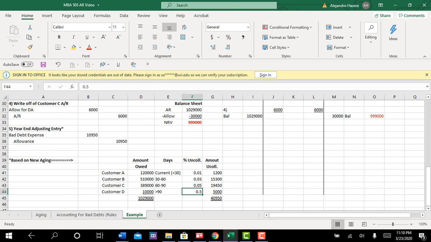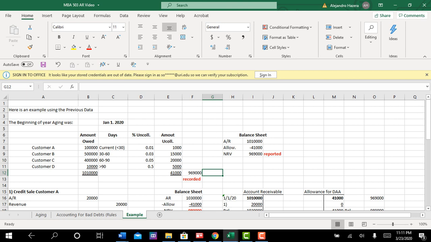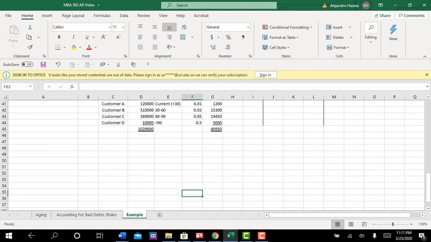So your aging amounts, your estimated percentages of uncollectible amounts could change, and that would change the bottom number of your new aging. Okay, that would change the bottom line number. That would change that 40,950. Okay, and keep in mind that we started at 41,000.